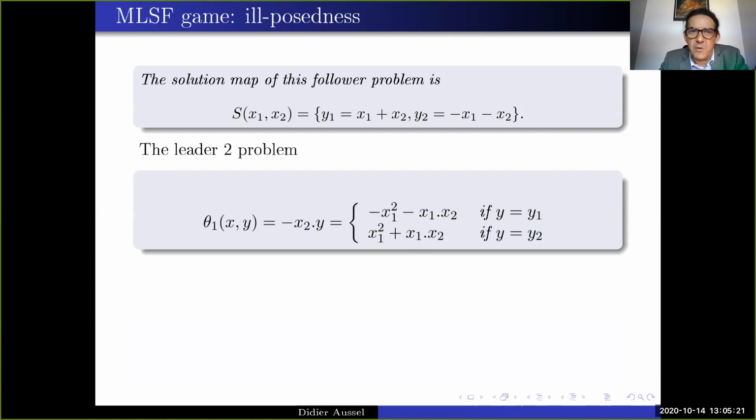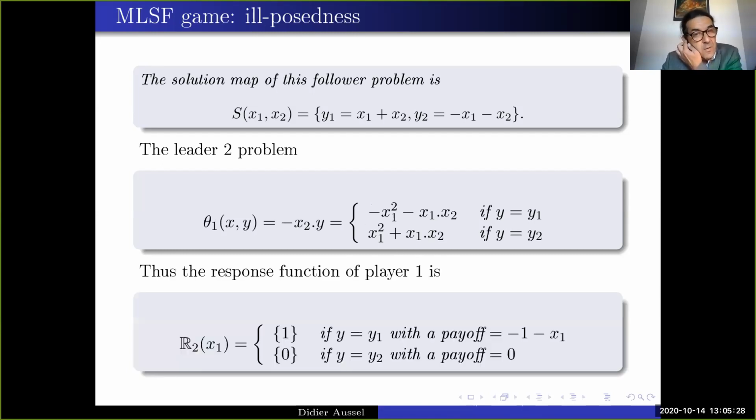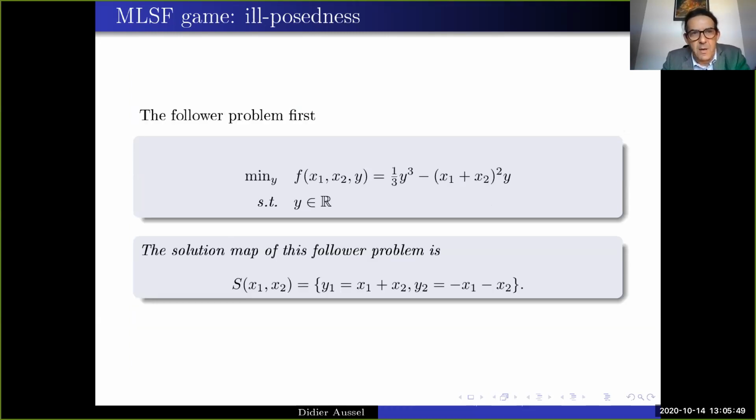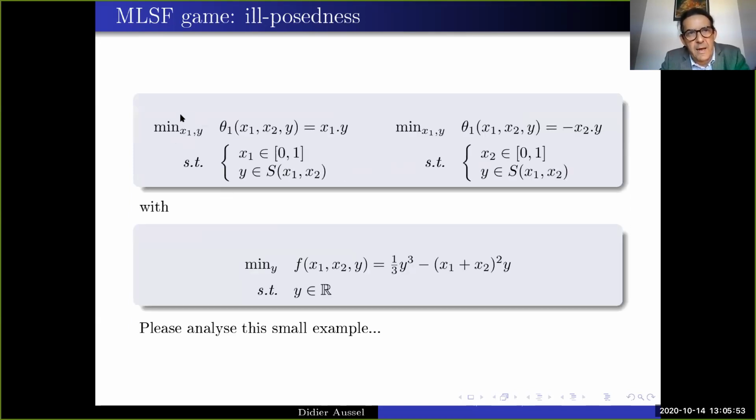And if you have a look at the leader 2 problem, it is kind of symmetric because it is simply minus here. So you will have this kind of thing, and the response function will be thus 1 and 0, with those payoffs. Actually, I should not write it like that, because what is wrong is that, if I go back to the initial problem, I decided to choose the optimistic approach. If I choose the optimistic approach, it means that I am minimizing in x1 and in y. And since I have two possible y, I have to minimize also in y. And I cannot say simply that the response function is x1. This is not totally correct.